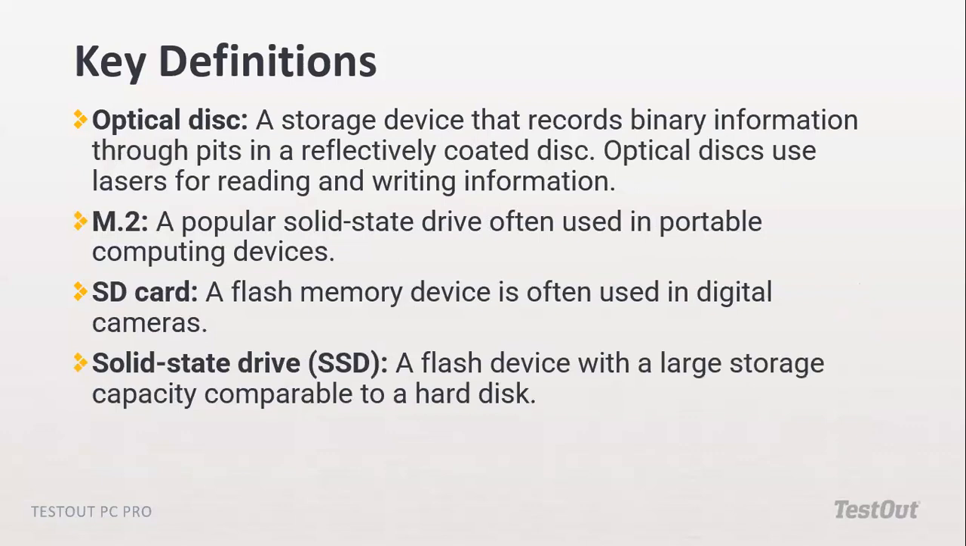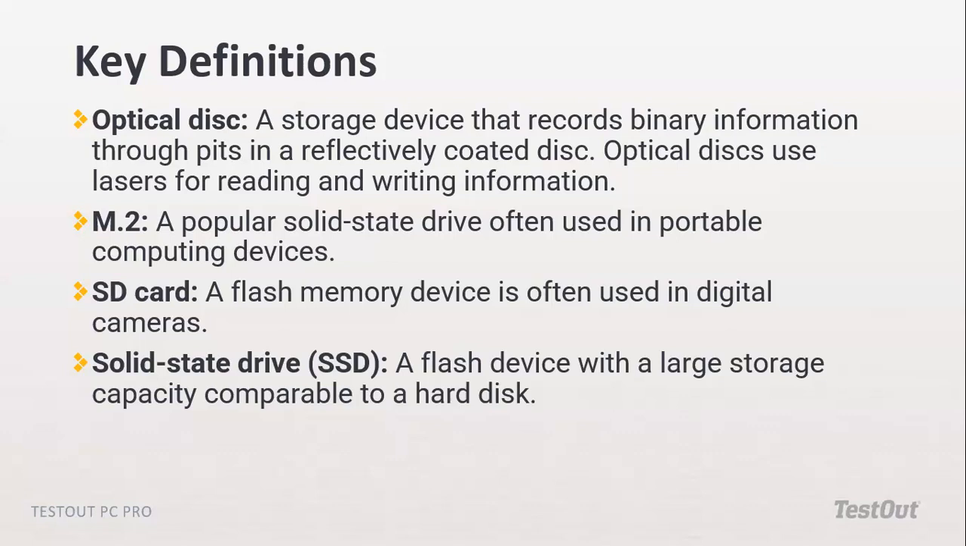Next, we talk about optical disk. That's simply a storage device that records binary information through bits in a reflective coated disk. Optical disks use lasers for reading and writing information. Optical disk is just a category, and it is not a specific type of disk. Within that domain, we have CDs, DVDs, and even Blu-ray discs, all of which differ from one another in terms of their criteria. We are going to also look at all of these within the upcoming slides.